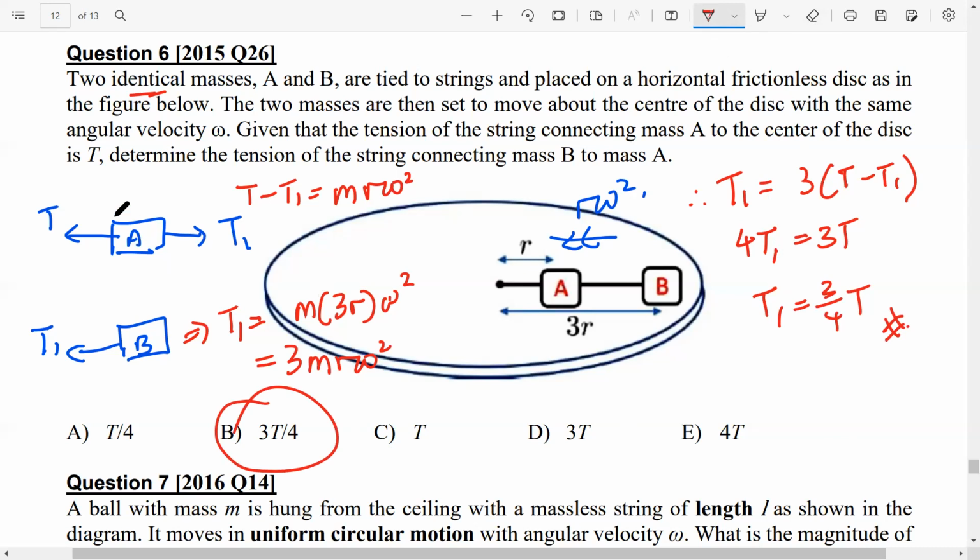Okay, so when you draw your free body diagram, the acceleration is going to be r omega squared. Remember centripetal force is the resultant force. So for A, T minus T1 is mr omega squared. For B, T1 is m times 3r omega squared, because the radius is 3 times, but they have the same angular velocity. So because it's 3 mr omega squared, you can have this relation: T1 is equal to 3 times of this one. And then you just make T1 the subject.